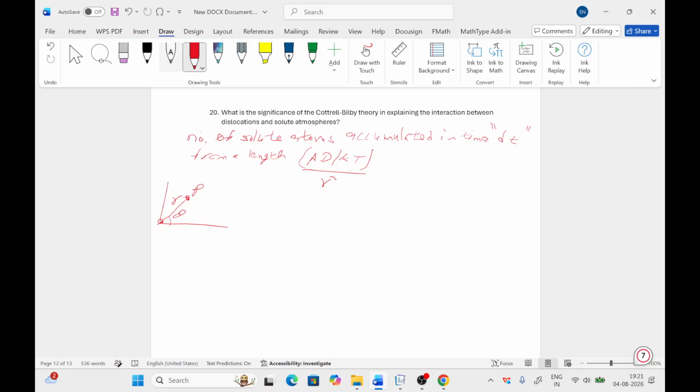So if we integrate this equation, the number of solute atoms will be, if we integrate it from r, this will be A D t by kT raised to power 1 by 3, from r to r infinity.